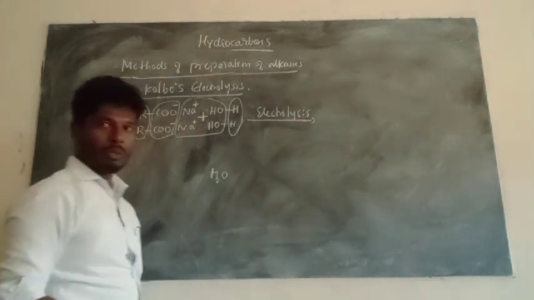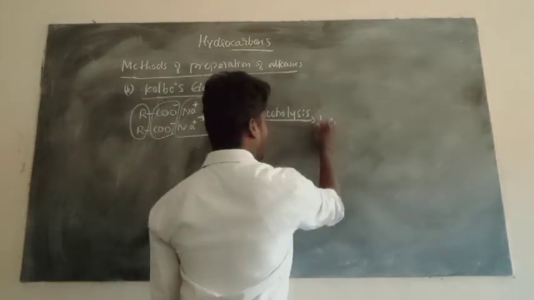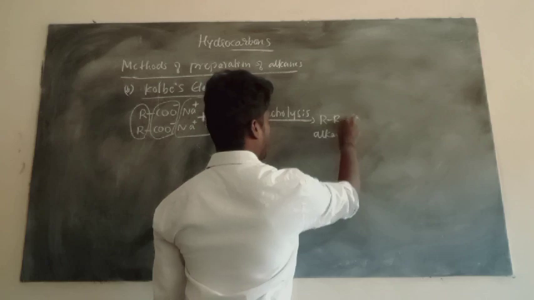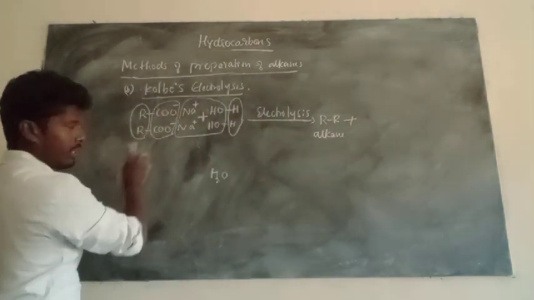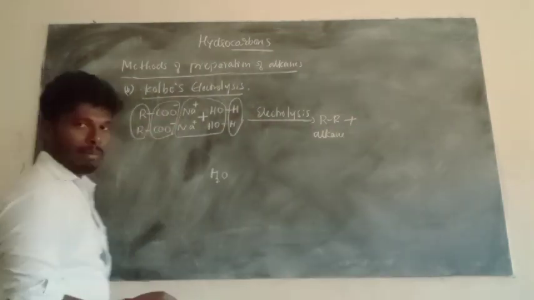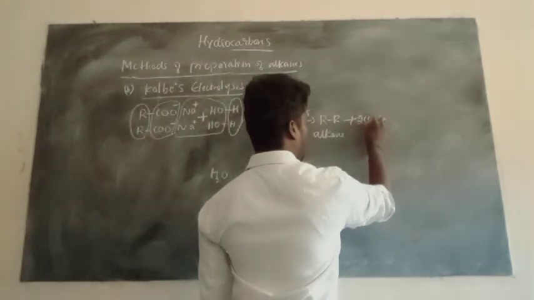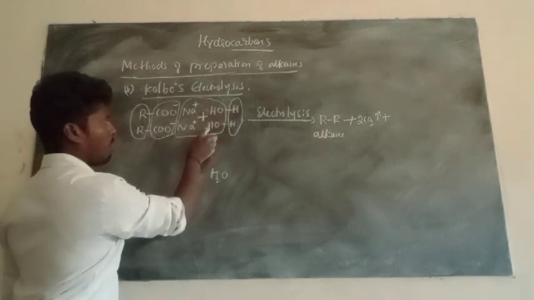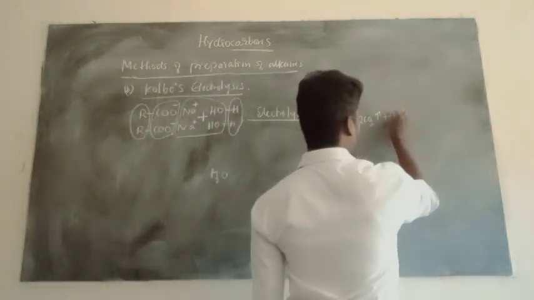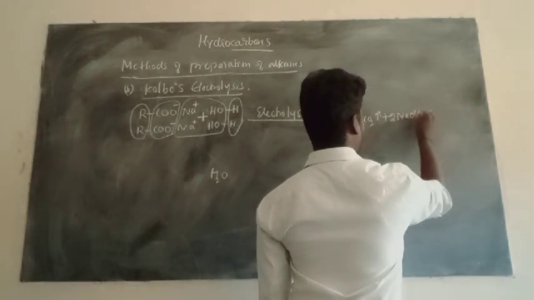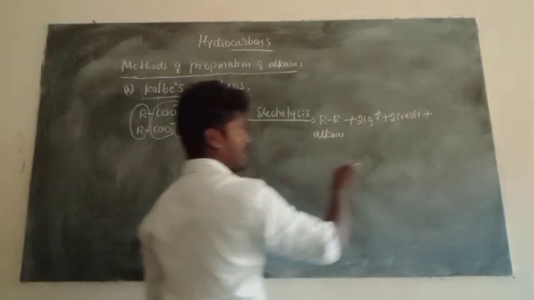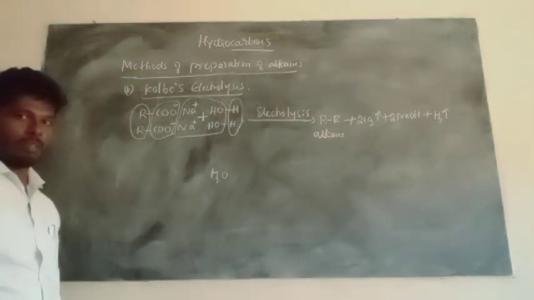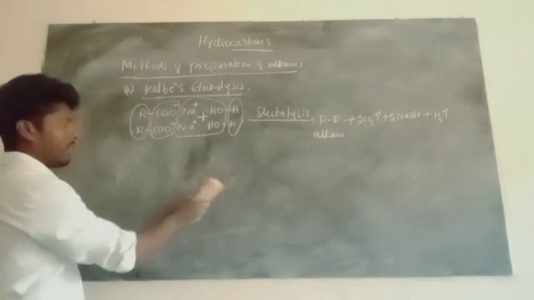So on electrolysis, what do you get? R and R becomes alkane, R-R, that we call alkane, plus COO, that is CO2. How many times do we get? 2 times CO2 gas, plus NaOH becomes 2 NaOH, plus H and H becomes H2 gas. This is called Kolbe electrolysis.